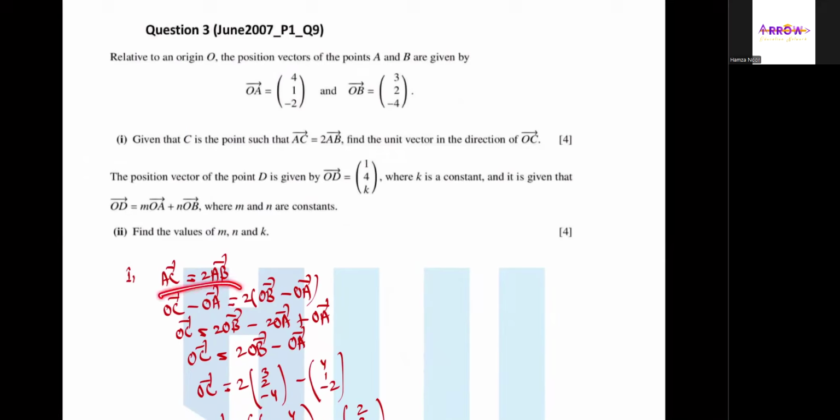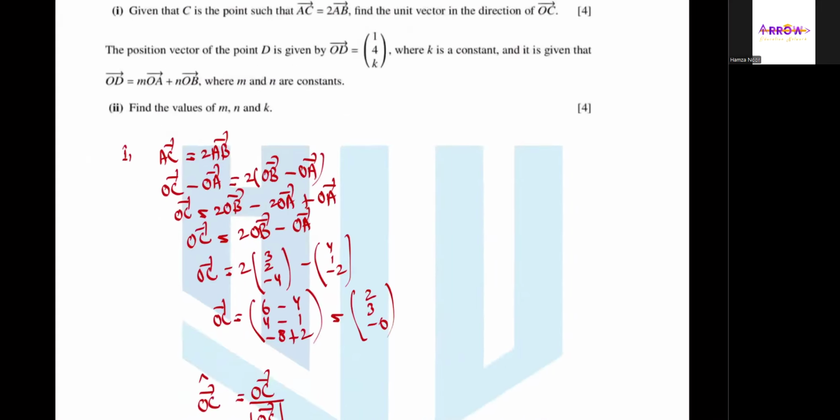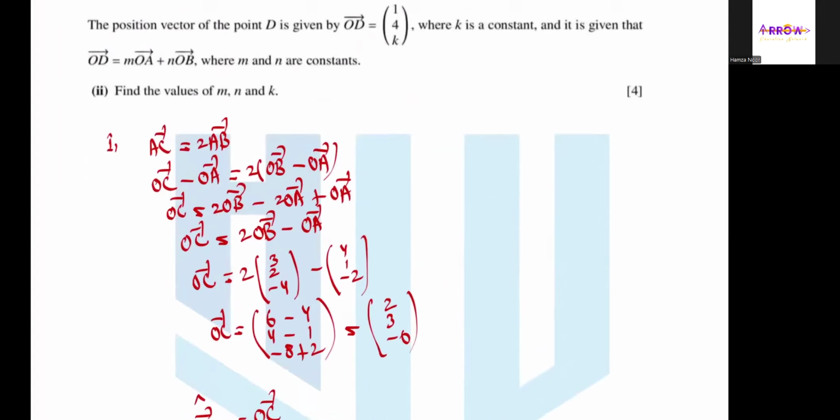So AC is OC minus OA. This is equal to 2 times of OB minus OA. So this vector AB is broken like this, OB minus OA, according to vector subtraction law. Now we are going to use this equation in order to make OC the subject, because first we want to find the OC vector. So OC vector is equal to 2 times of OB minus 2 times of OA and then plus OA. And this will be simplified as OC is equal to 2 times of OB minus OA.